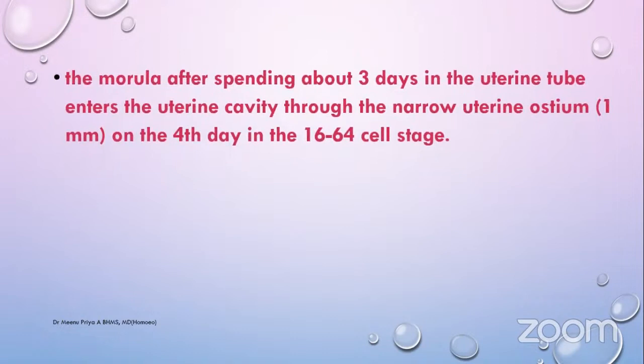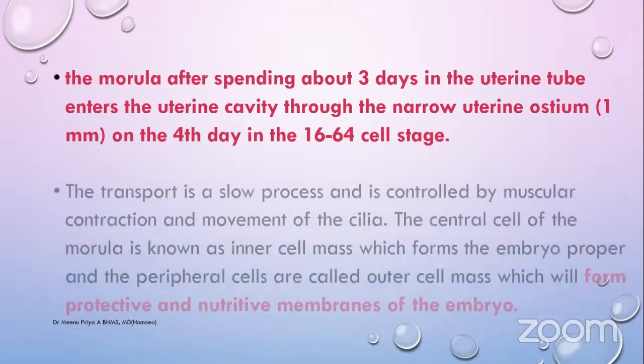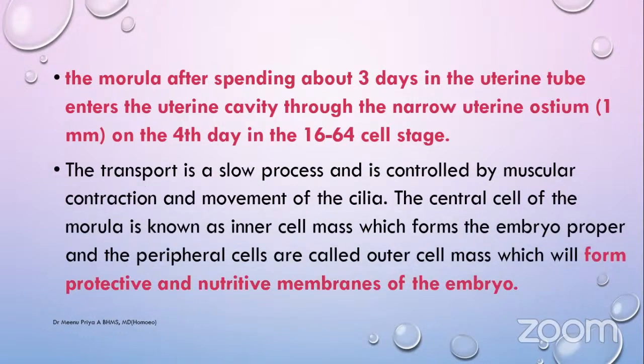Next, the morula, after spending about 3 days in the uterine tube, the fallopian tube, enters the uterine cavity through the narrow uterine ostium, which is 1 mm, on the 4th day in the 16 to 64 cell stage. So this morula can be between 16 to 64 cells. And the transport is a slow process and is controlled by muscular contraction and movement of cilia. This is all physiology of the fallopian tube. If we see the functions of the fallopian tube, there we'll get to know.